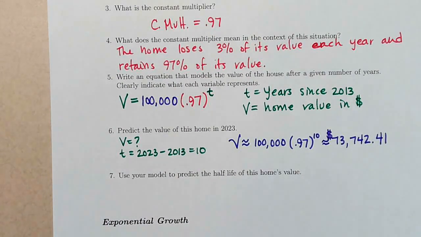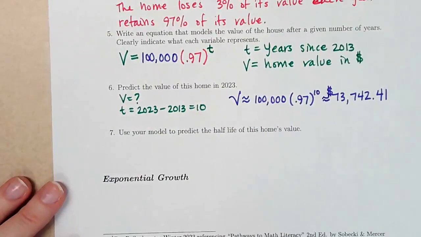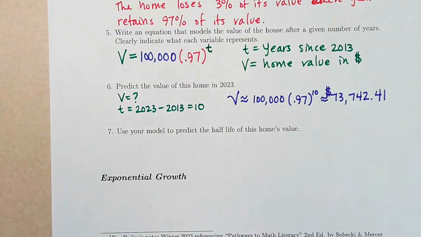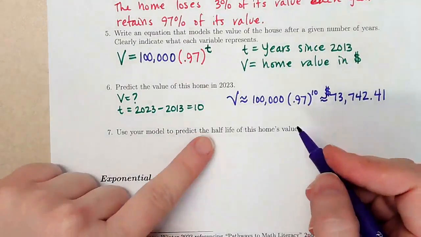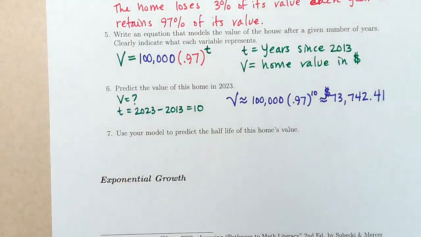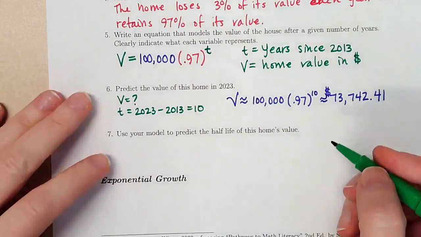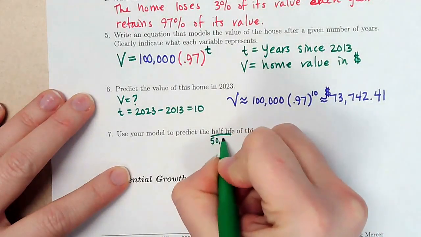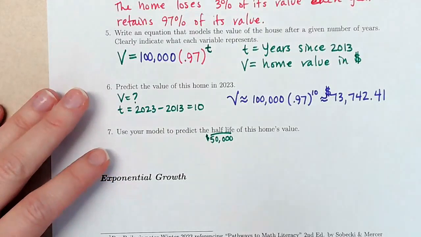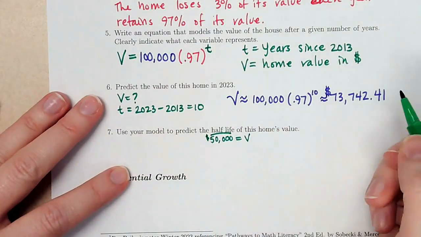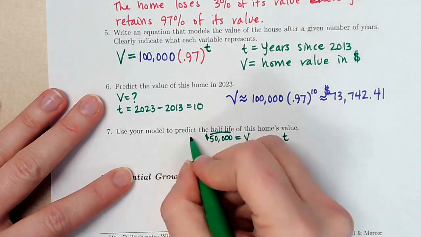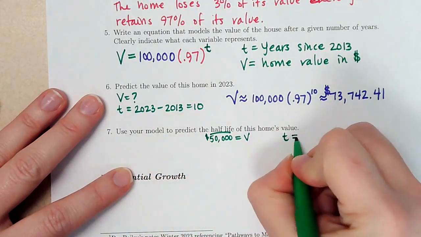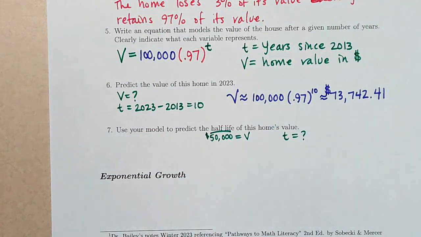Okay. And use your model to predict the half-life of this home's value. Okay, so half of its value will be 50 grand. So that is actually the V, and we don't know when. Use your model to predict, T equals question mark. Okay, so there were two scenarios for this.